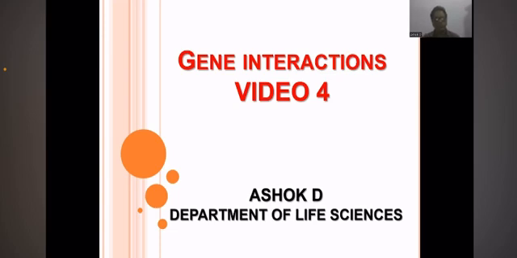Under this, we will be discussing supplementary gene interactions, complementary gene interactions, and we will also discuss epistasis, under which we have dominant epistasis and recessive epistasis. So, we will discuss all these four different types of gene interactions, or the deviations from the law of independent assortment, citing one example each as per the syllabus.